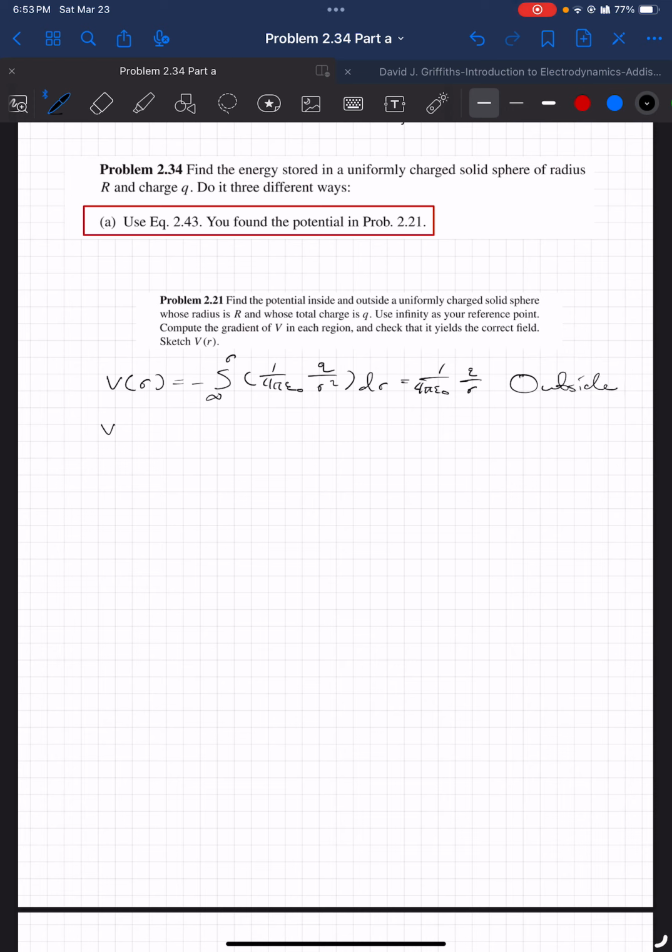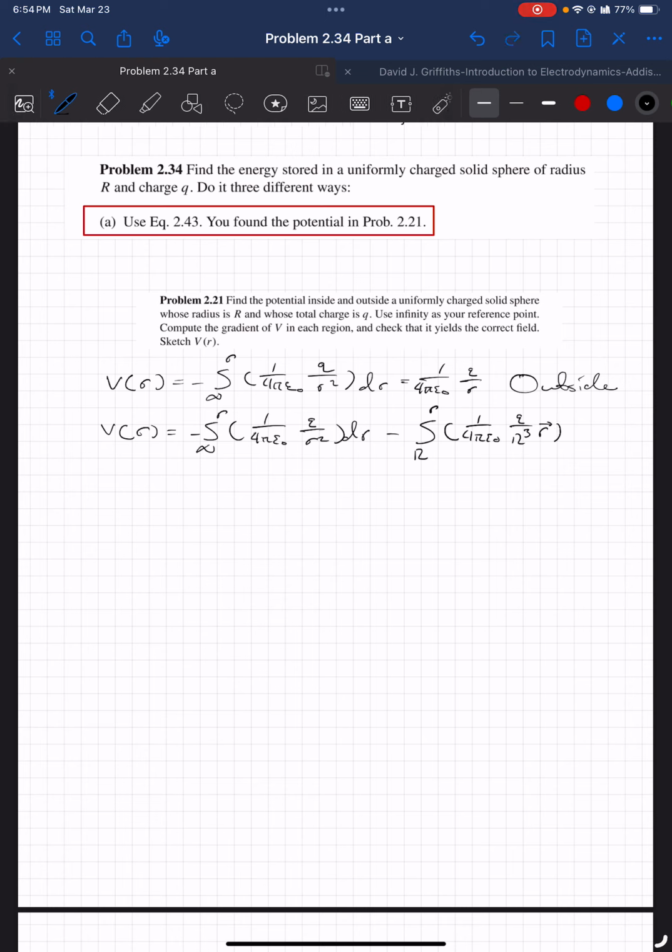And for inside, we found V of r is equal to negative the integral from infinity to R of 1 over 4 pi epsilon naught q over r squared dr, minus the integral from large R to small r of 1 over 4 pi epsilon naught times q over large R cubed r vector. And these are all r vectors, not r hats, my apologies.